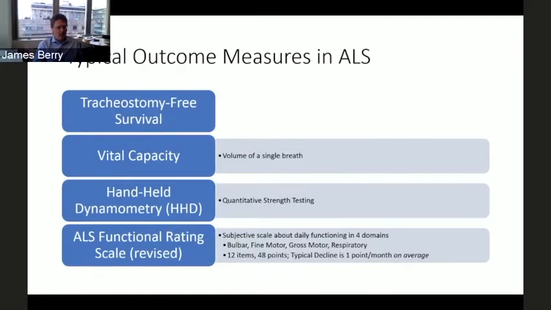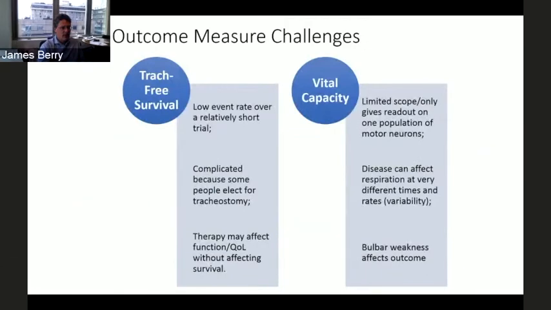Handheld dynamometry is quantitative strength testing. It's a way of using a load cell to see how many pounds of pressure given muscles can generate. And then, as I've talked about, the ALS functional rating scale, revised, ALSFRS-R. It measures bulbar function, fine motor function, gross motor function, respiratory function. There are 12 items and 48 points. On average, there's about a 1 point per month decline. There are challenges with each of these.